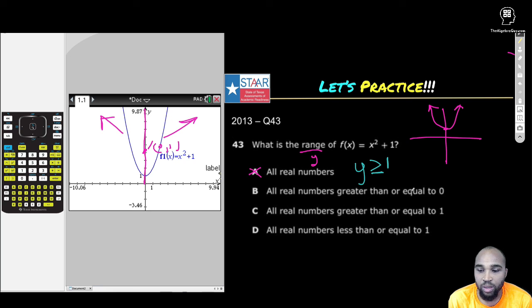All real numbers greater than or equal to 0? No, it's not equal to 0. So that can't be 1. All real numbers greater than or equal to 1? Absolutely. All real numbers less than or equal to 1? No, no. It's absolutely the opposite. So we're going to pick C as our choice for that one.